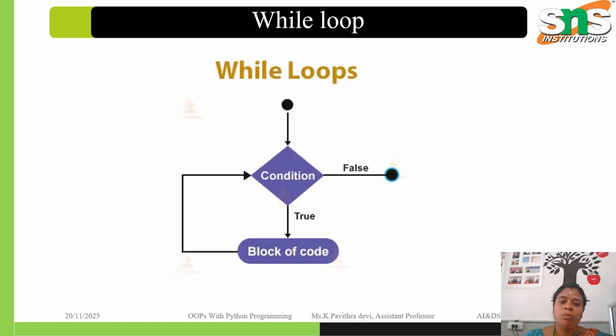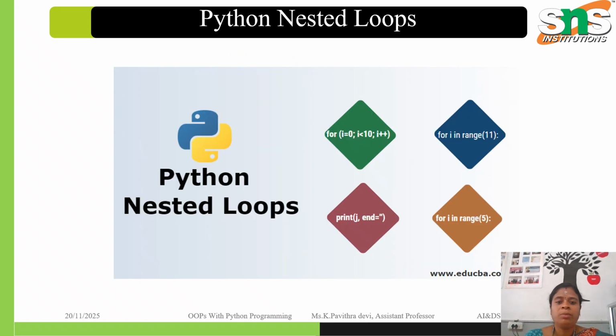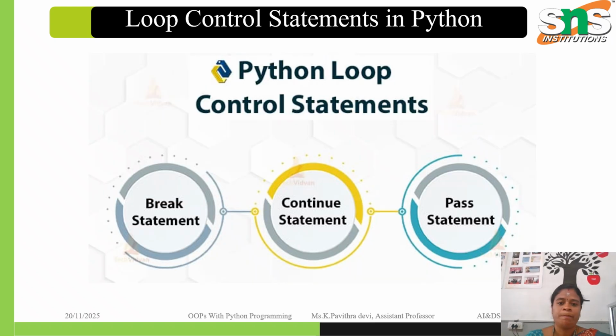Next one, while loop. A while loop executes a block of code as long as the given condition remains true. It is suitable when the number of iterations is not known beforehand. Next, Python nested loop. A nested loop is a loop placed inside another loop. The inner loop executes completely for each iteration of the outer loop. Loop control statements in Python: the break statement, the continue statement, and the pass statement.